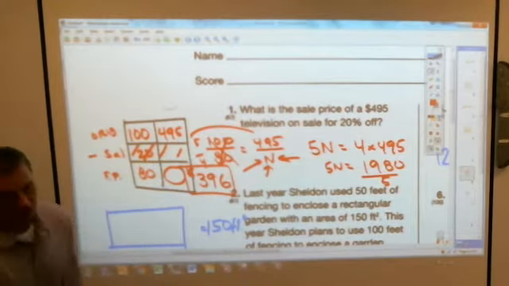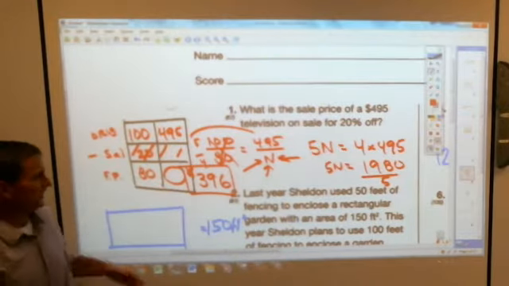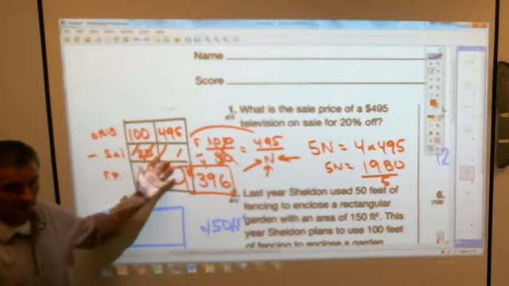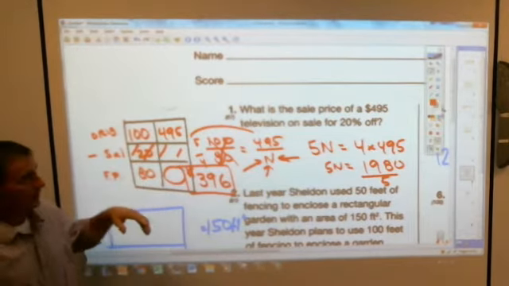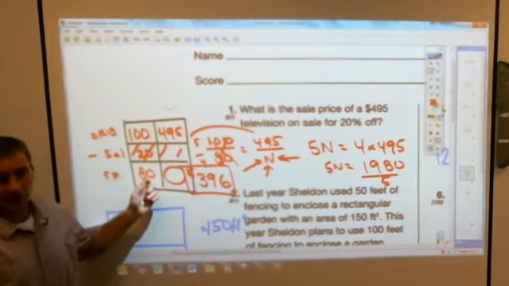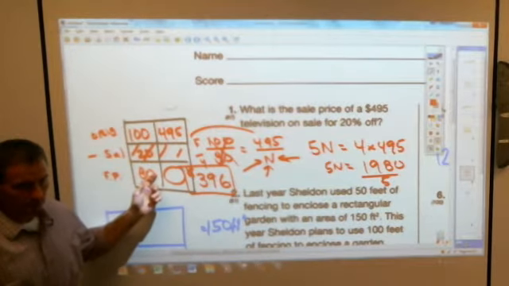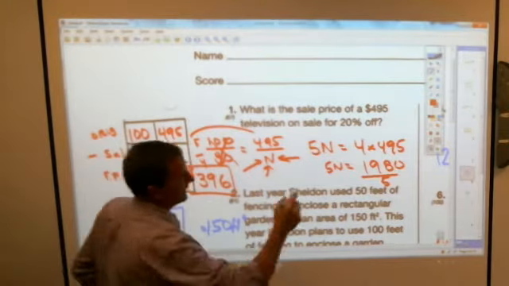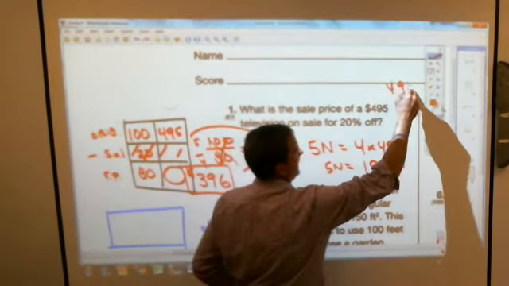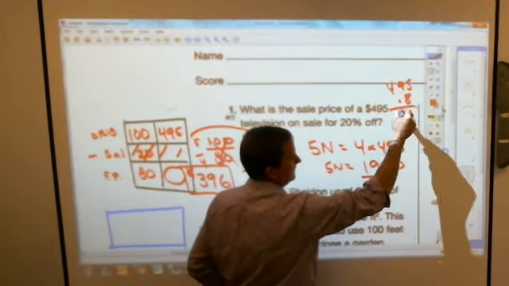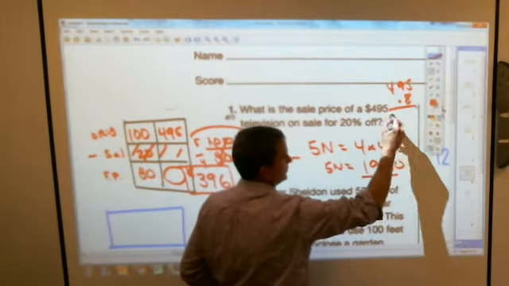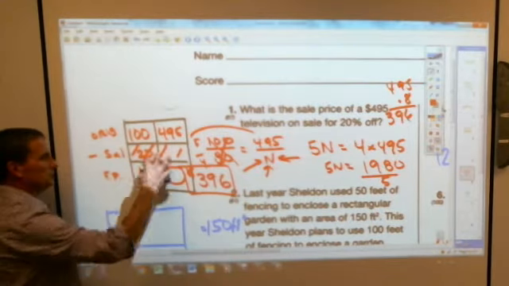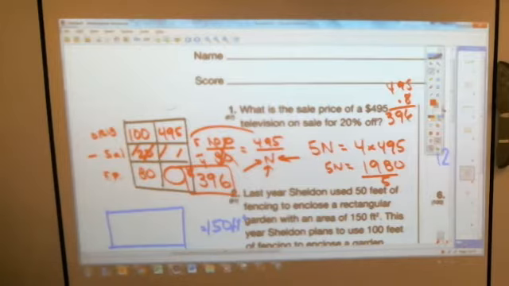Ladies and gentlemen, I understand this is really a long way to do this problem. If you think about this, if you get 20% off, you're paying 80% of the original price, correct? What does the word "of" mean? If you take $495 and multiply it by 0.8, or 80% of that, you are still going to get $396. But this kind of gives you the gist of how, whatever they are.